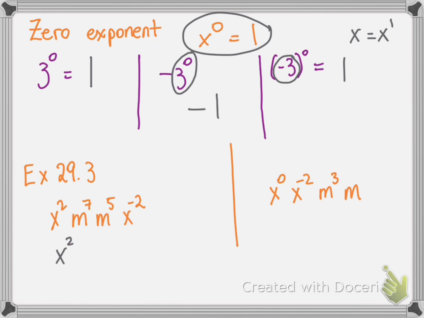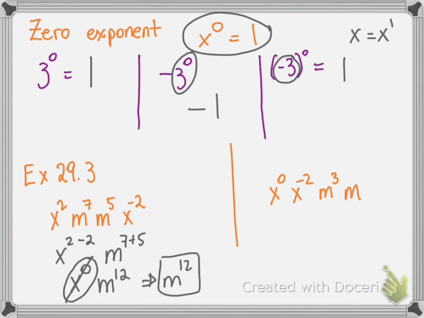x to the second power minus 2 and m to the 7 plus 5, using the rule that we saw before. x to the 2 minus 2 is going to be x to the 0 power, and m is going to be to the 12th power. Now remember, x to the 0 power, or any letter to the 0 power, any number to the 0 power is going to be 1. So that actually just cancels, because 1 times m is going to be m to the 12th power. So our answer is m to the 12th power. That's it, because times 1 is going to be itself.